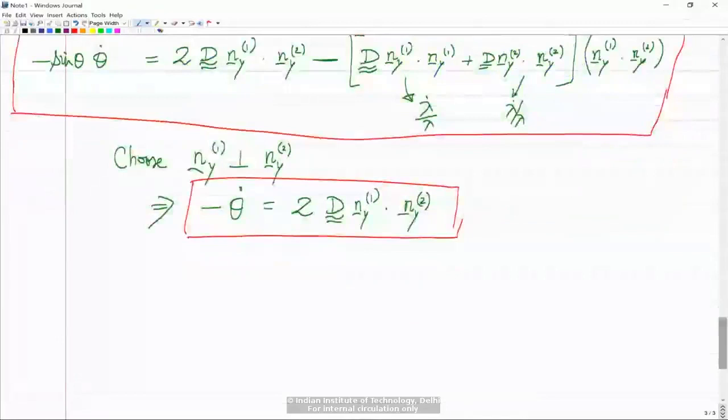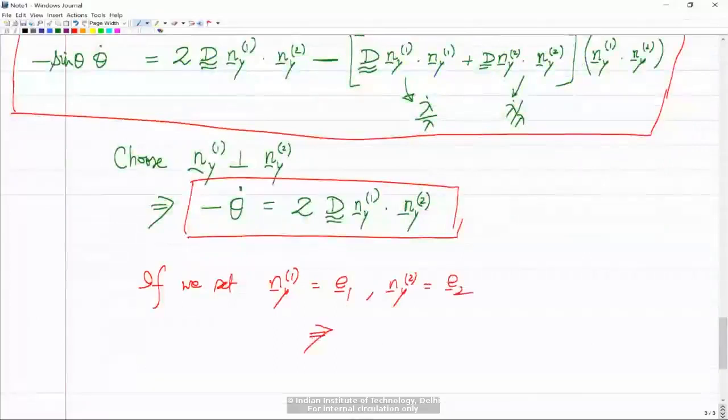And furthermore, if we set ny1 equal to e1 and ny2 equal to e2, then for those two line elements, the theta dot is equal to minus 2 times d12, isn't it? You write either d12 or d21, both are the same because it's a symmetric tensor.